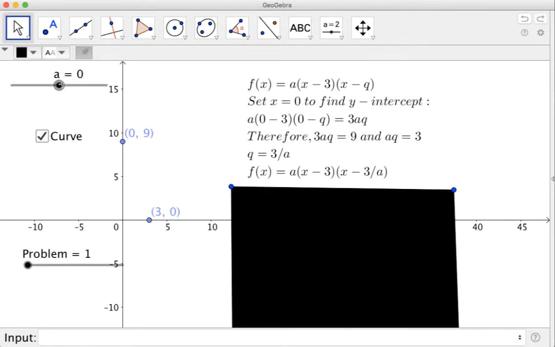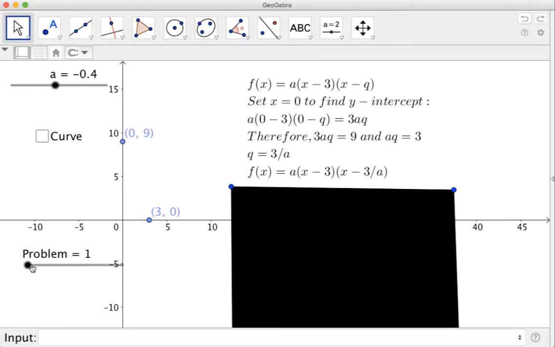Notice that when we get to a equal to 0, we don't have anything at all because the function is undefined there. Because we have x minus 3 over a, we're dividing by a. If a is 0, the function is going to be undefined. But as soon as a is negative, we're again going to get a curve. Okay, so that's the first of our problems.